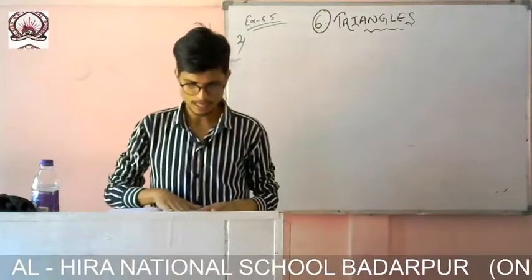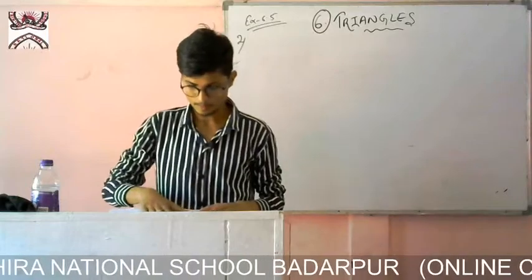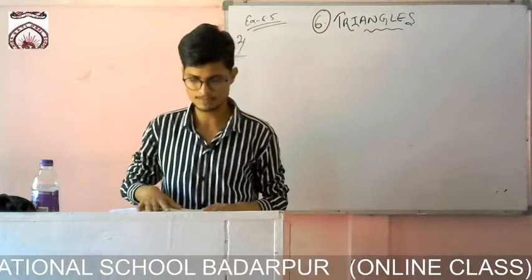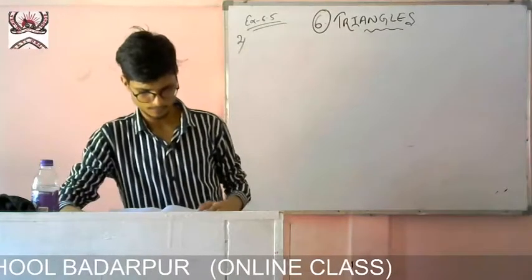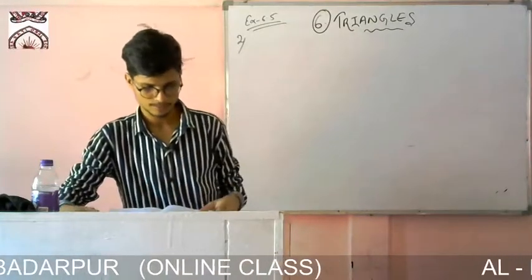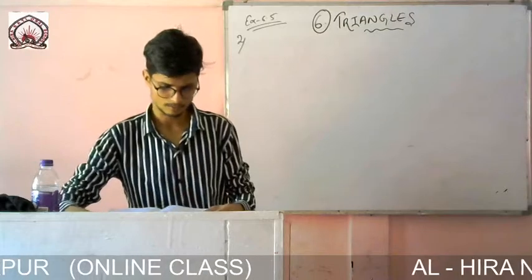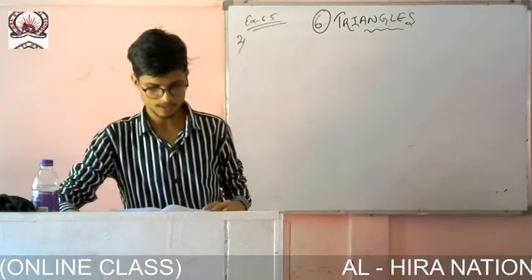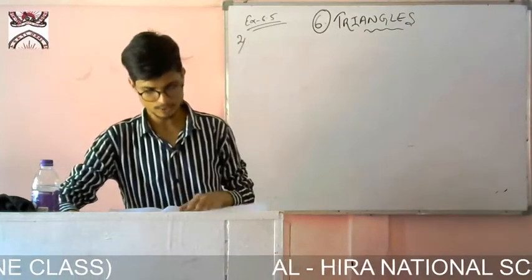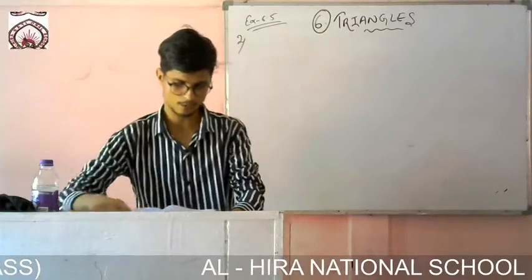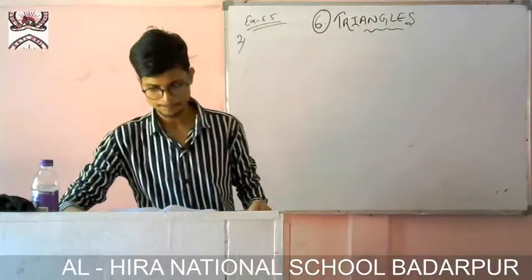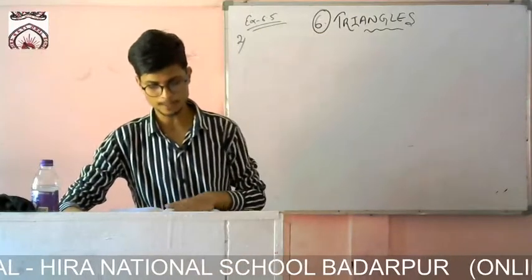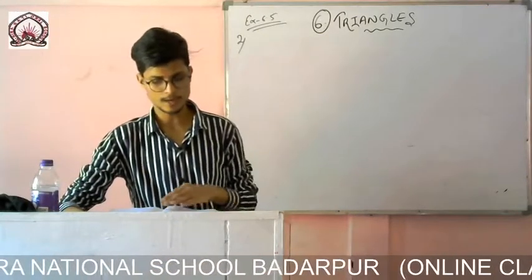There was a theorem which we have read. You can see in your book, theorem 6.7, page number 170. Today we will be using this, so before starting the class I thought I should give a brief recall. Theorem 6.7 is: if a perpendicular is drawn from the vertex of a right angle of a right triangle to the hypotenuse, then the triangles on both sides of the perpendicular are similar to the whole triangle and to each other.